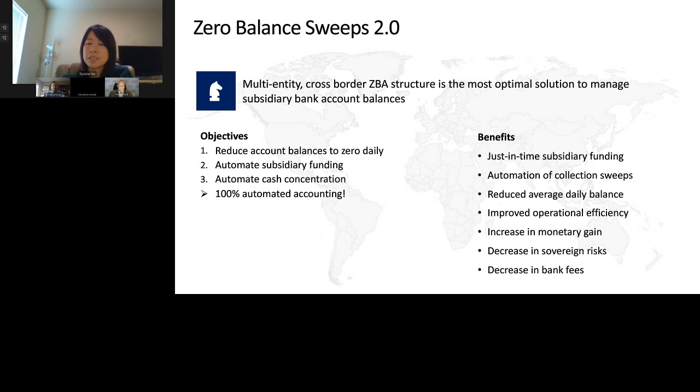So after we launched this feature, we put multi-entity ZBA on all the eligible bank accounts, which greatly reduced our local bank account balances. Also, it helps eliminate sovereign risk, and eventually automates the cash concentration and funding processes.